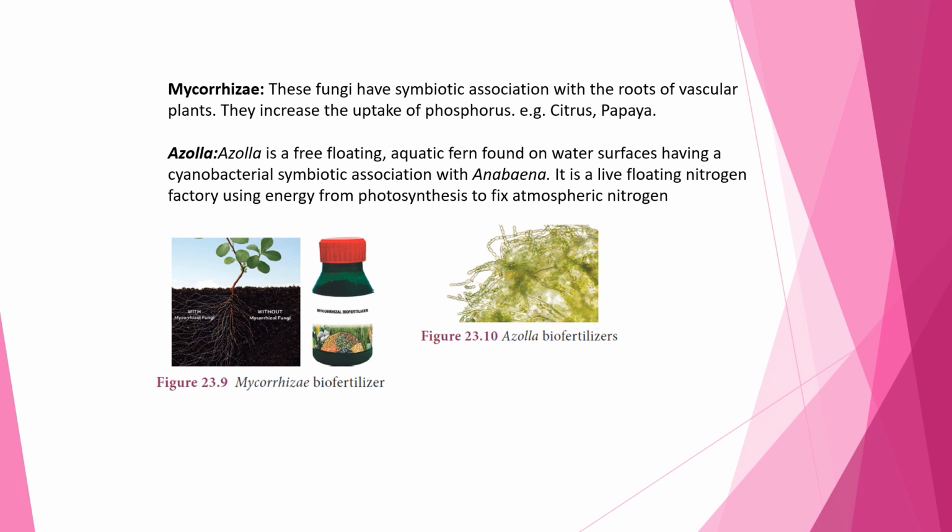Now in the given figure, Azolla fertilizer, can you see the dark green color, light green color? They are all Azolla fern, right? Then at the tip, they are filament structures, cells like filaments. They are the Anabaena. It's a beautiful diagram, rare collection. So those ones are the Anabaena. I hope you understand. So I repeat, Azolla is a free floating aquatic fern found on the water surface having a cyanobacterial symbiotic association with the Anabaena.